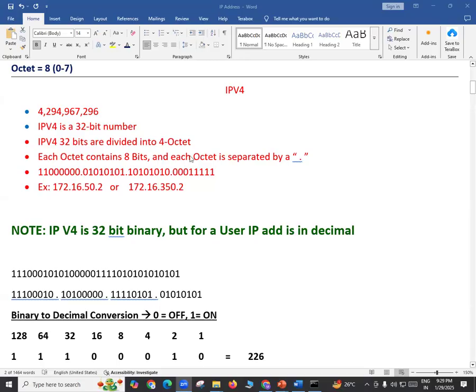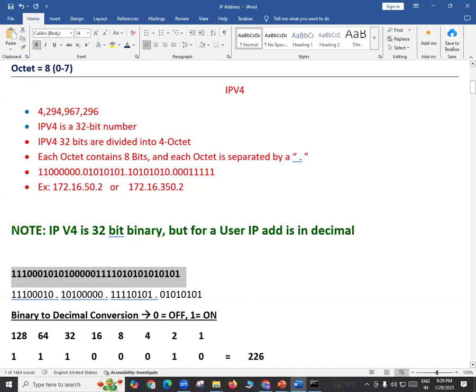Now see here, friends, when these people were designing IP version 4, they designed IP version 4 by taking 32 binary bits. So normally we say IP version 4 is a 32-bit binary number and IP version 6 is a 128-bit binary number. You know what is the meaning of binary now? 0 or 1 is binary, right? So IP version 4 is a 32-bit binary number. So these are your 32 bits actually.